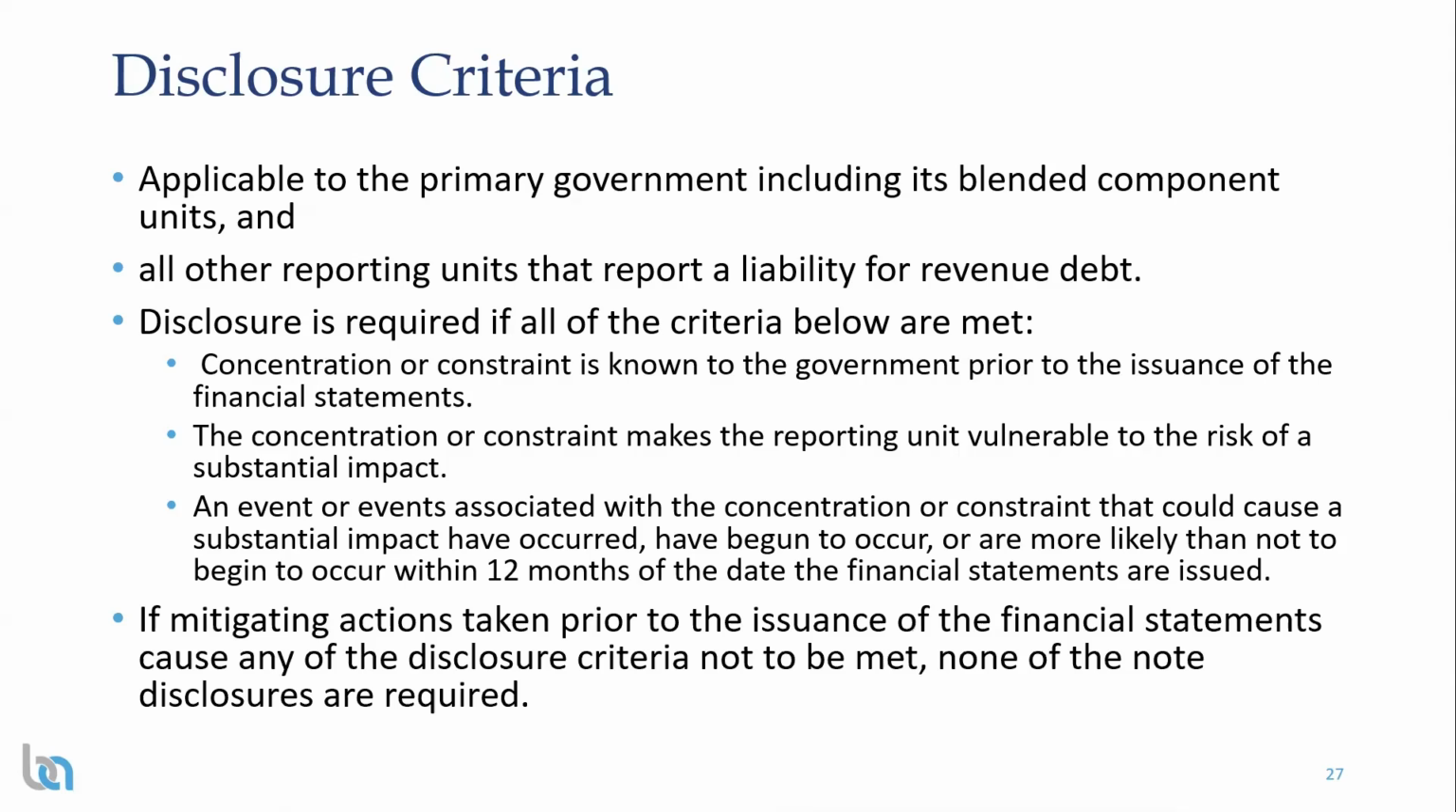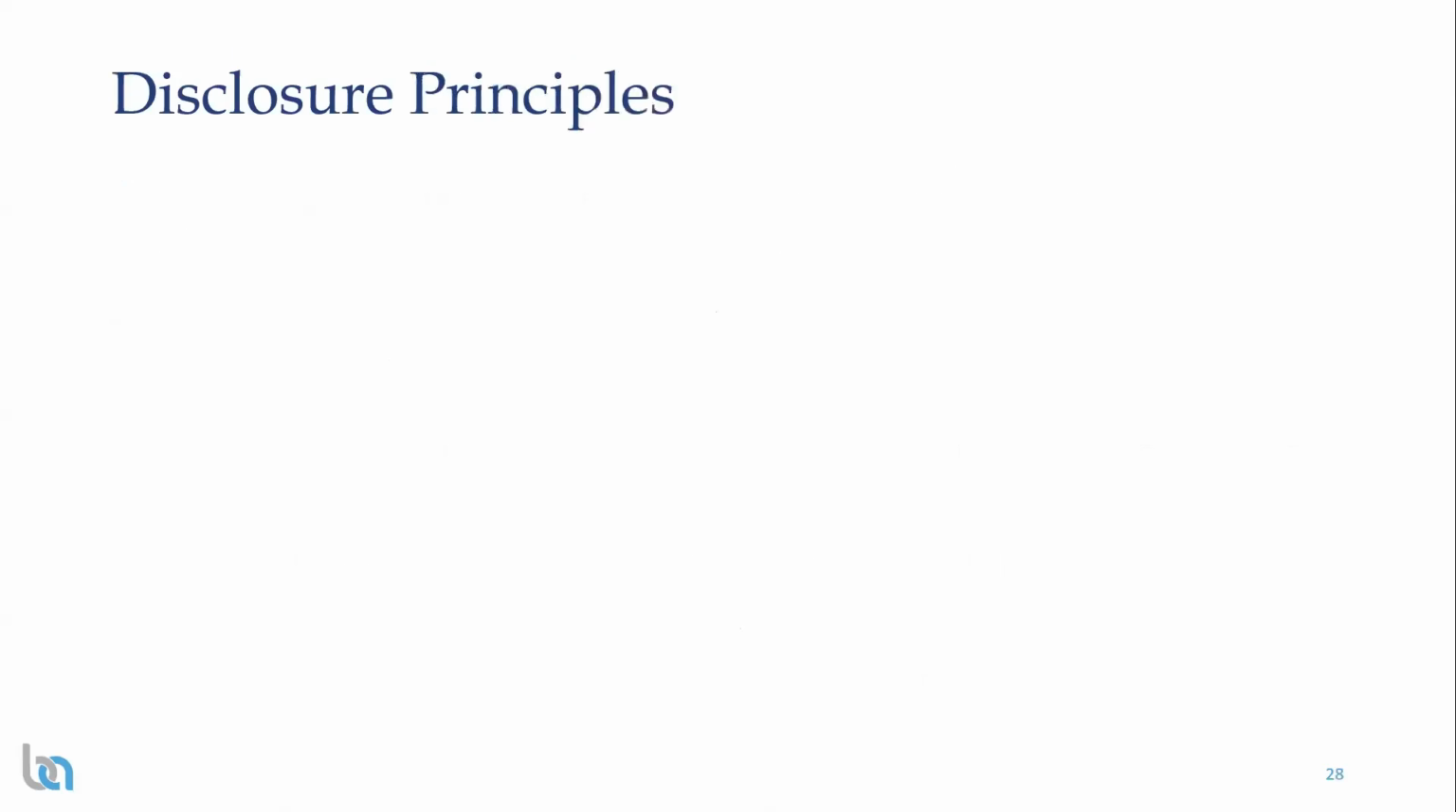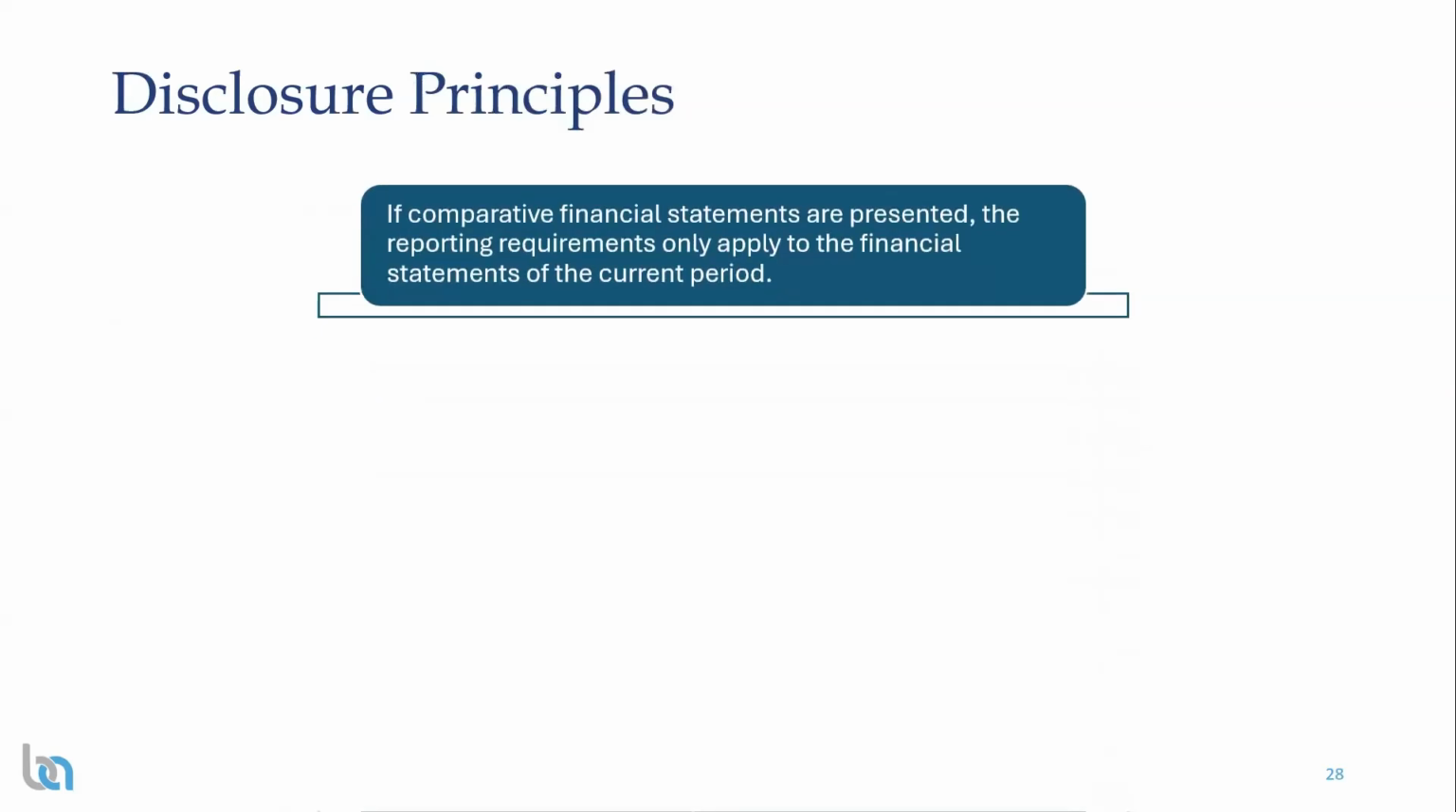that. If mitigating actions taken prior to the issuance of the financial statements cause any of the disclosure criteria not to be met, none of the disclosure is required. So you do have the opportunity to take action and prevent that disclosure from being in the financial statements. However, actions are different than plans to take actions. There need to be actual actions that we're taking.